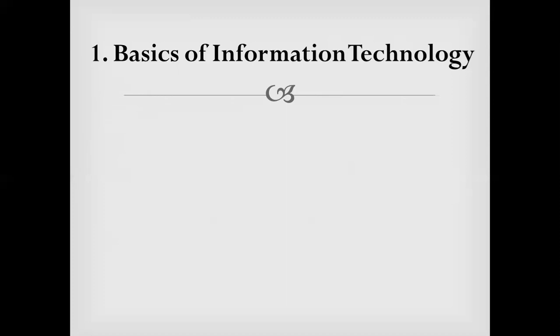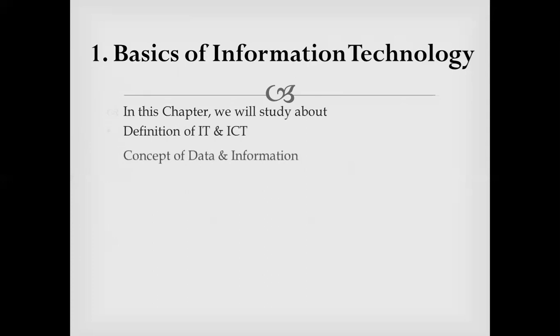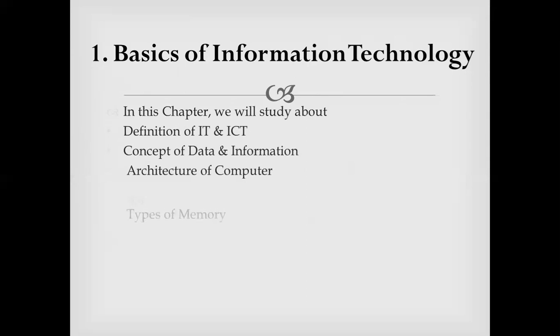here I am going to brief you about the subtopics which come under the basics of information technology. So in this chapter, we are going to study about the first topic, definition of IT and ICT. IT is information technology and ICT is information and communication technology. Number second is concept of data and information. Number third is architecture of computer. Fourth one as types of memory. Fifth one concept of hardware and software.